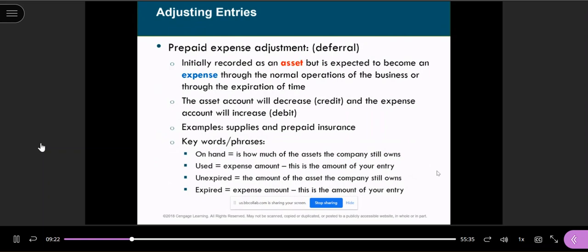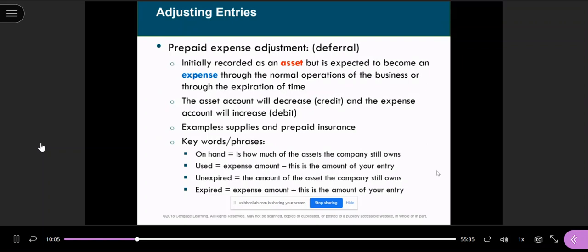So the first one that we have is a prepaid expense adjustment, and this is a deferral adjustment. So this is exactly what I was just talking about with our supplies. It's something that we've initially recorded as an asset, but we are expecting it to become an expense, either through the normal operations of our business or through the expiration of time. So when this happens, our asset account is going to decrease and our expense account is going to increase. So asset account's on our balance sheet, expense account is on our income statement. Some examples with this, again, would be supplies, anything that's been prepaid, so prepaid insurance, prepaid rent, all of those would be considered a prepaid expense adjustment.